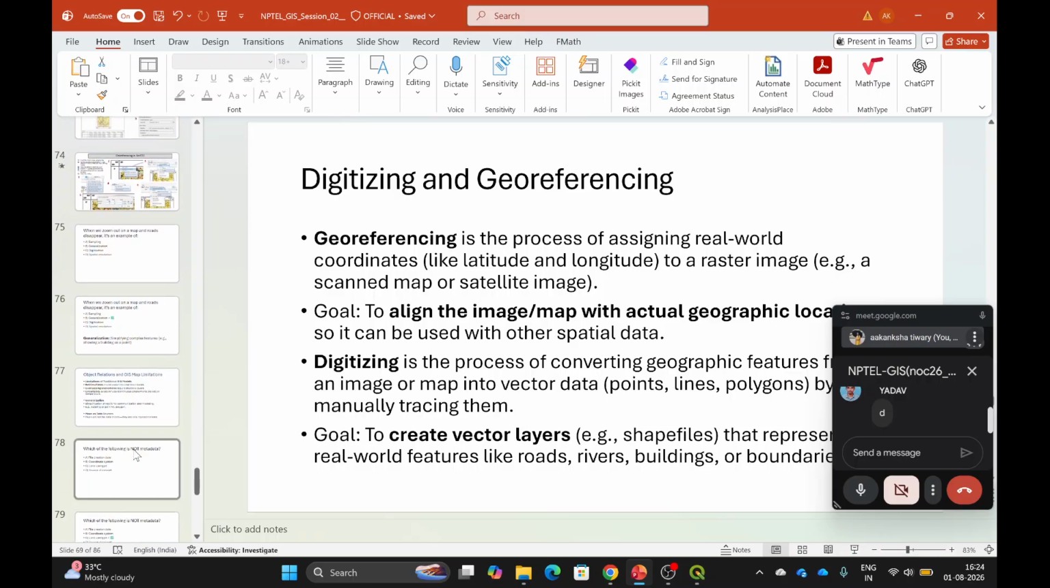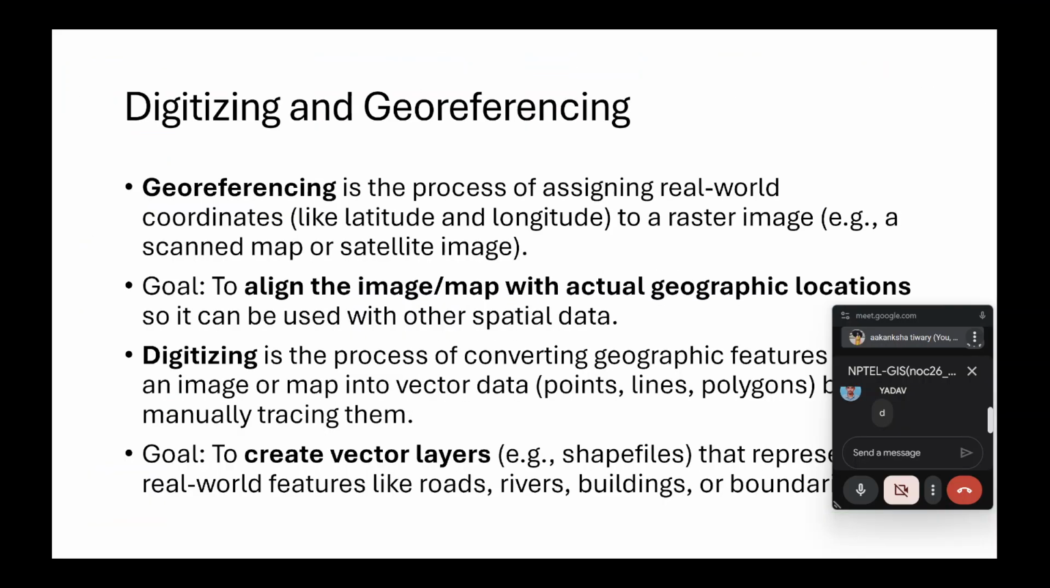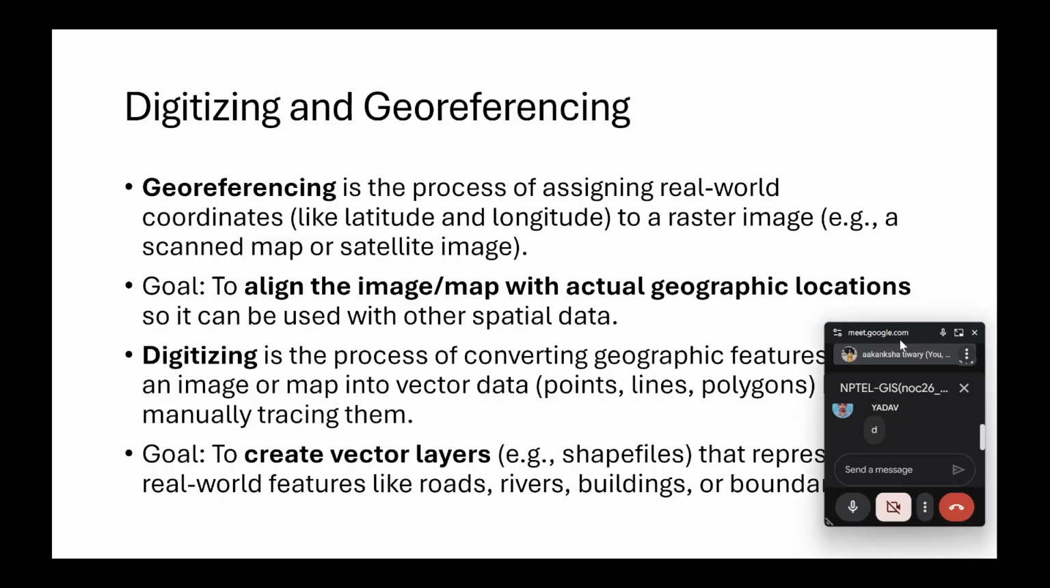We are coming to the digitization and georeferencing thing only. Okay, so georeferencing and digitization, what is the difference? Georeferencing is the process of aligning the real world coordinates to a raster image. So suppose you have a map or a satellite image and you want to align that with real world coordinates, then that is called georeferencing. Okay.